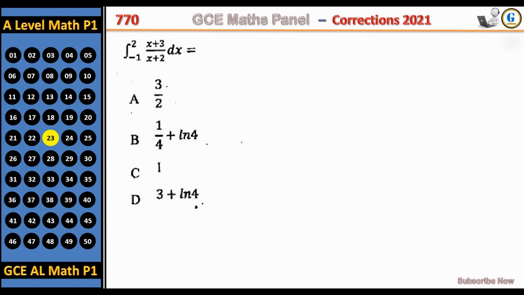23, we have this integral from minus 1 to 2. The first thing to do with this integral, you see that the numerator has the same degree as the denominator. So we first of all use long division and break it down as follows. X plus 3 over x plus 2 is equal to 1 when you divide using long division, plus 1 over x plus 2. We can now apply the integration on both sides, and this is what we will have.